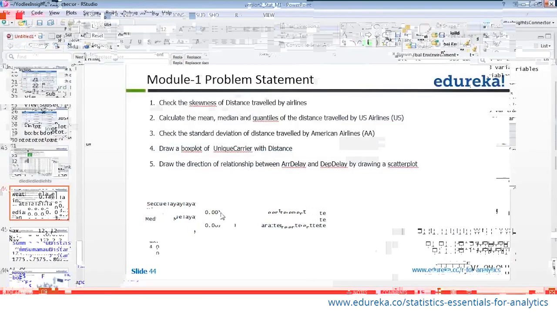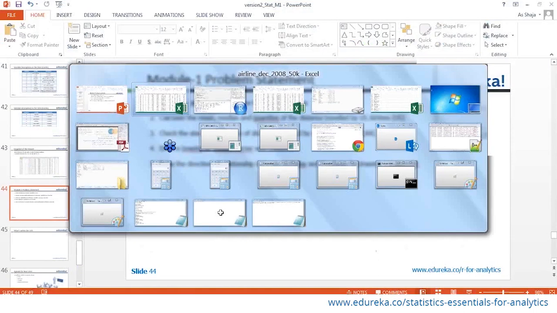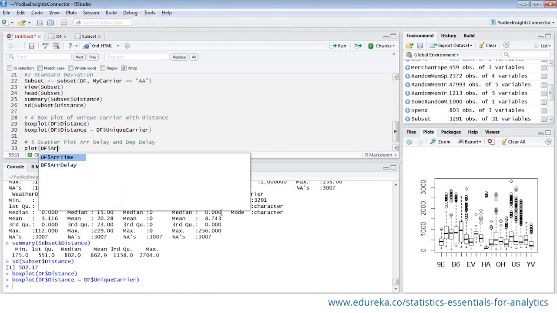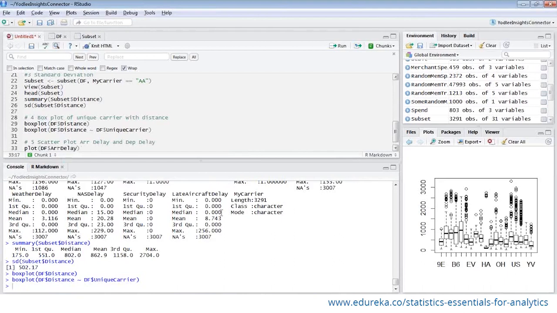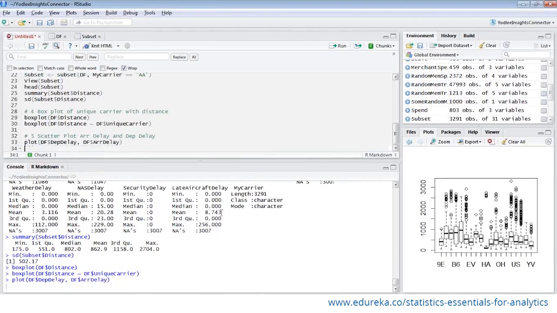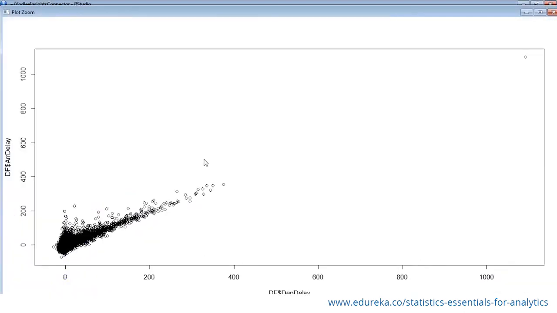Draw the direction of relationship between arrival delay and departure delay by drawing a scatter plot. Okay, so to do the scatter plot, you can just invoke a scatter plot between arrival delay and departure delay, correct? So let us keep first the departure delay and arrival delay. Okay, so this shows the relationship between the departure delay and arrival delay.